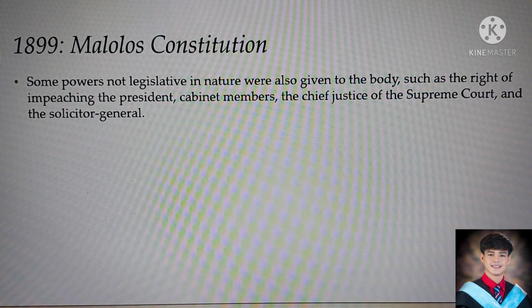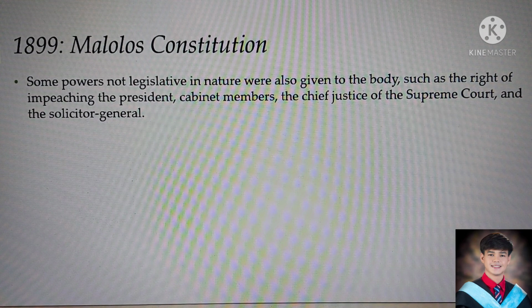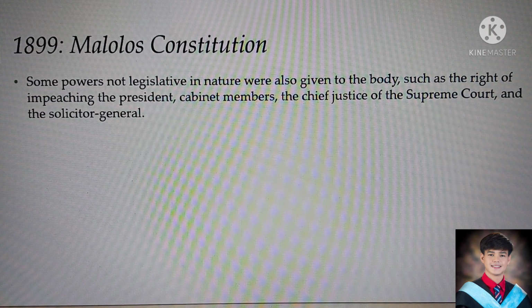Some powers not legislative in nature were also given to the body, such as the right of impeaching the president, cabinet members, the chief justice of the Supreme Court, and the Solicitor General. So, itong mga Assembly of Representatives, meron din silang mga ganitong klaseng kapangyarihan. Pwede nilang ma-impeach ang presidente, alinmang cabinet members, yung chief justice o punong hukom ng Korte Suprema, or Solicitor General.